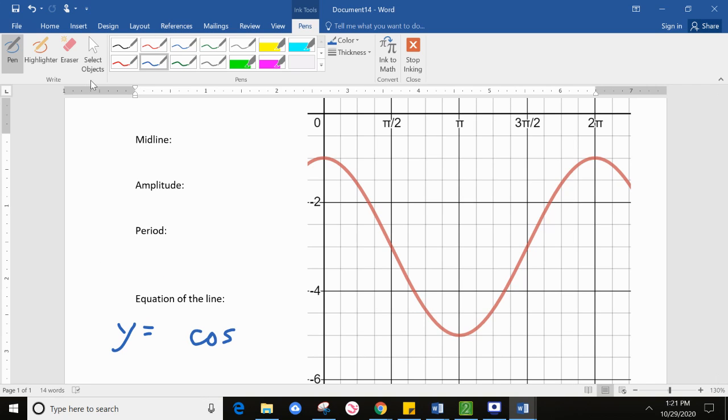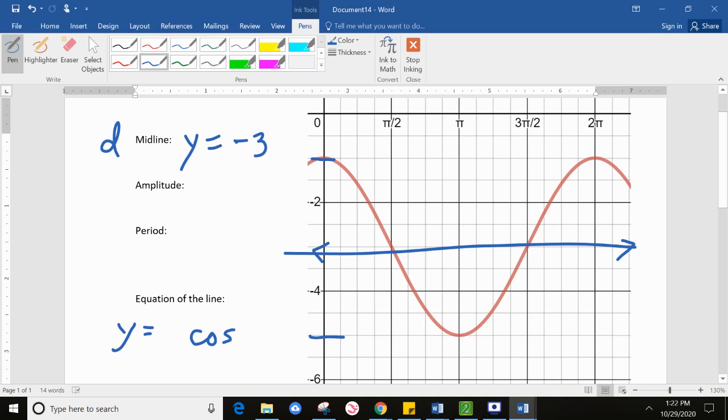Now, what are the other details? I don't know yet, but let's try to figure out what the midline is. The highest it goes looks like -1. The lowest it goes is -5. So between -1 and -5, where's that midline? It appears to be right there. I'm not really great at drawing a line on the screen, am I? At -3. So I would say the midline is at -3. On your equation, this is going to be where the d value goes. So this is at the very end, and we'll hold off before we do that.